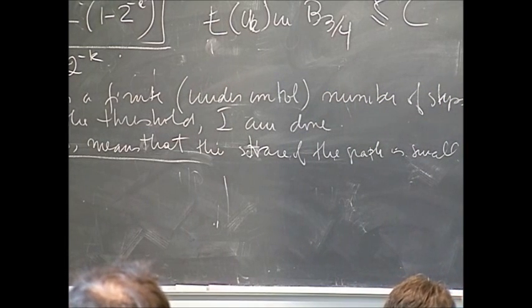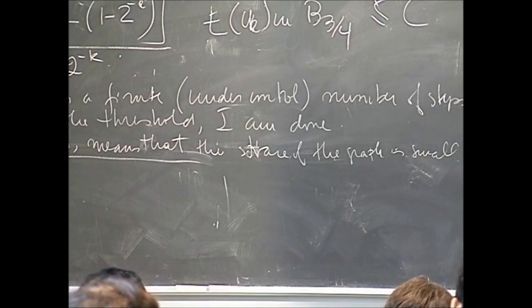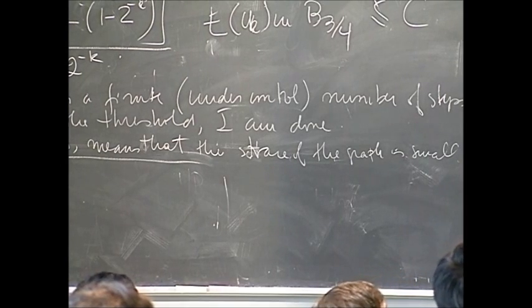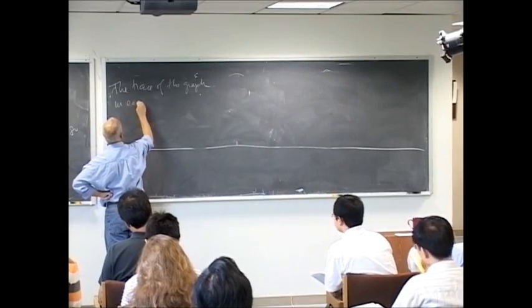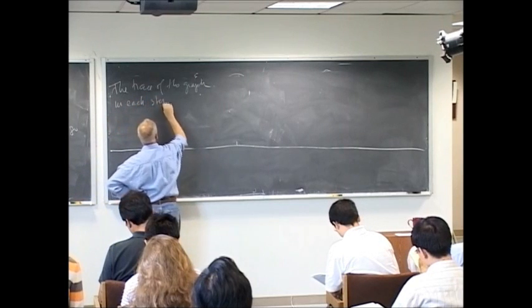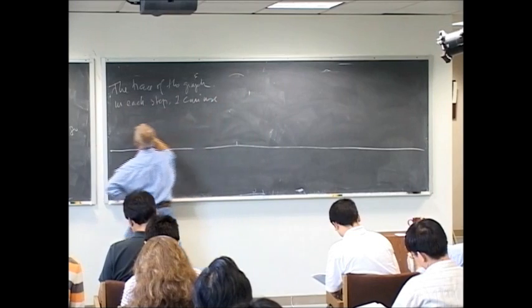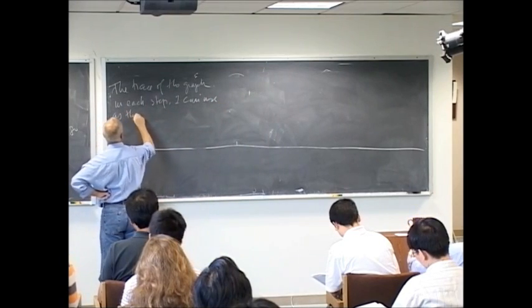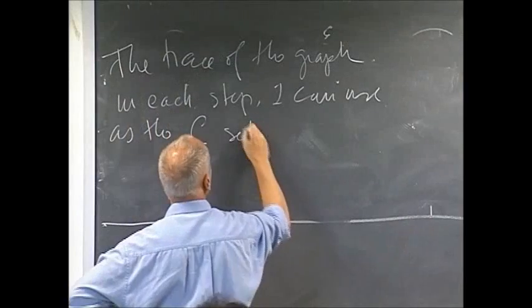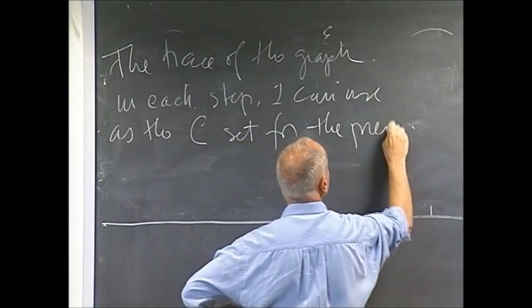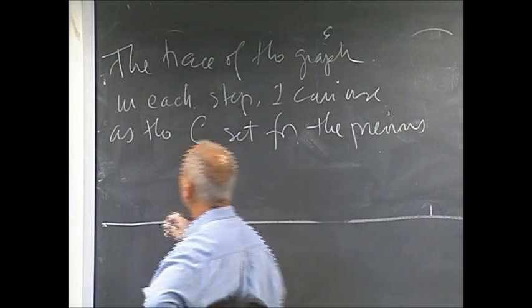The trace of the graph in each step I can use as the C set for the previous truncation.